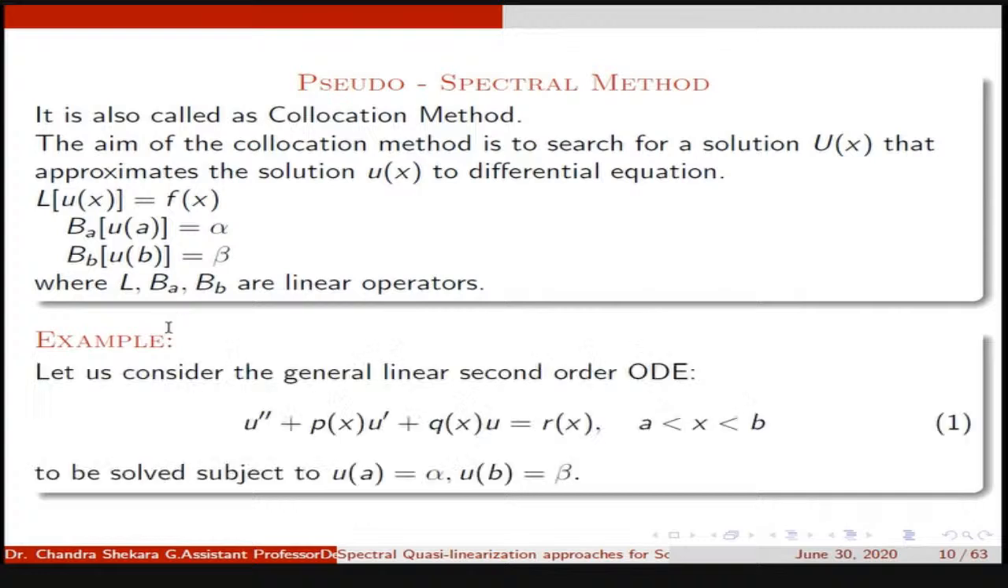So we'll consider the second order linear differential equation in the general form, as given in equation 1, subject to the conditions U of A is alpha, U of B is beta. We'll solve this differential equation by this collocation method. To solve this, I'll use the steps I just mentioned in the previous slide.